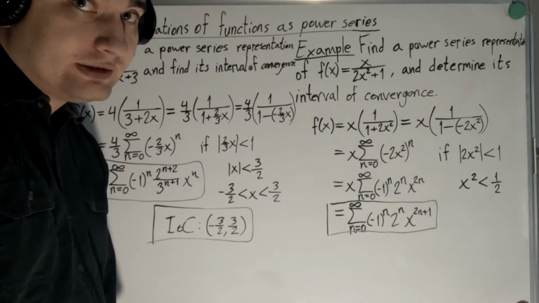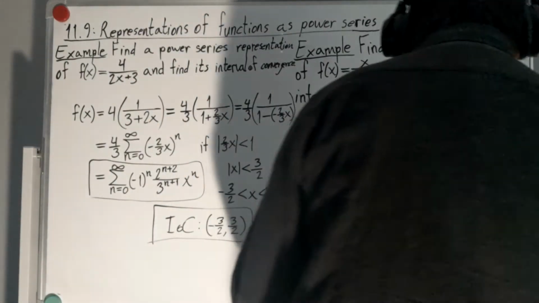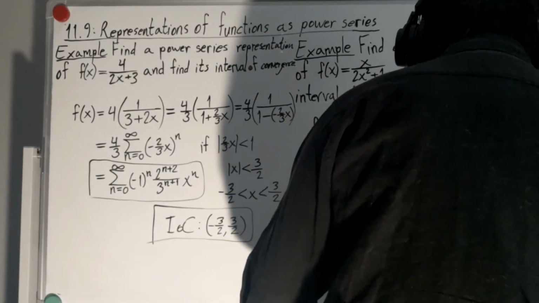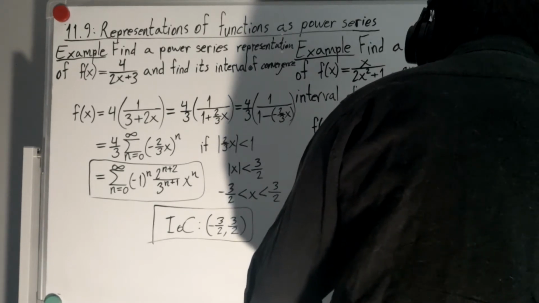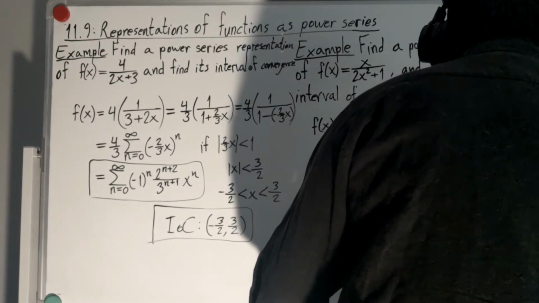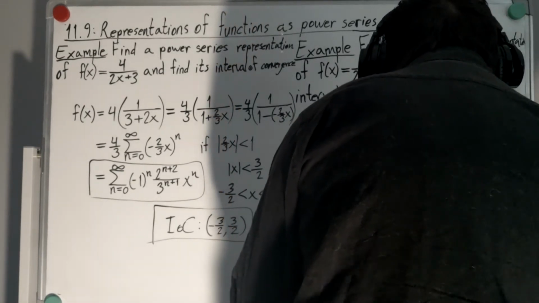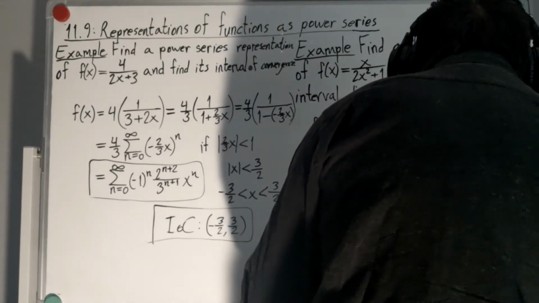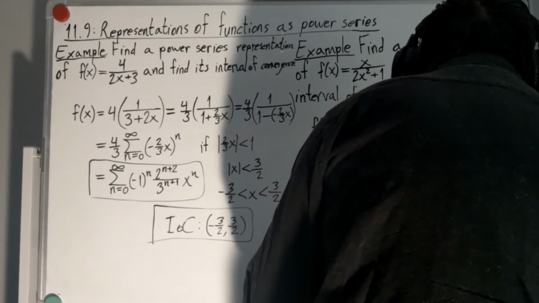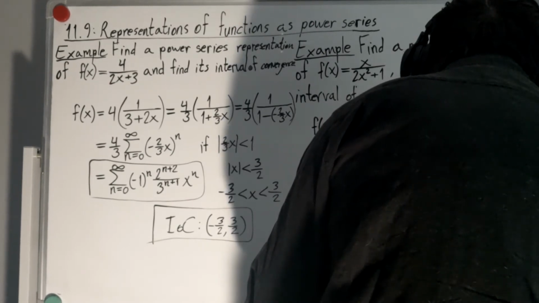If x squared is less than 1/2, that means that x is between negative 1 over root 2 and 1 over root 2, in which case the interval of convergence is the open interval from negative 1 over root 2 to 1 over root 2.